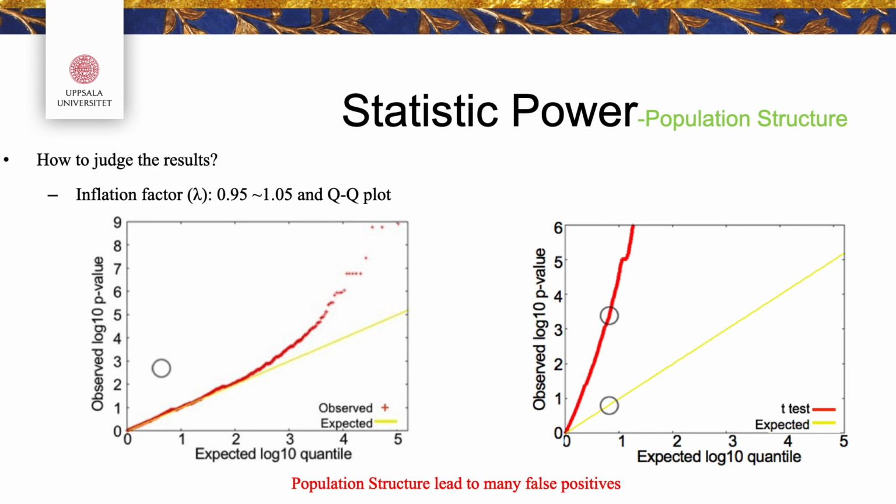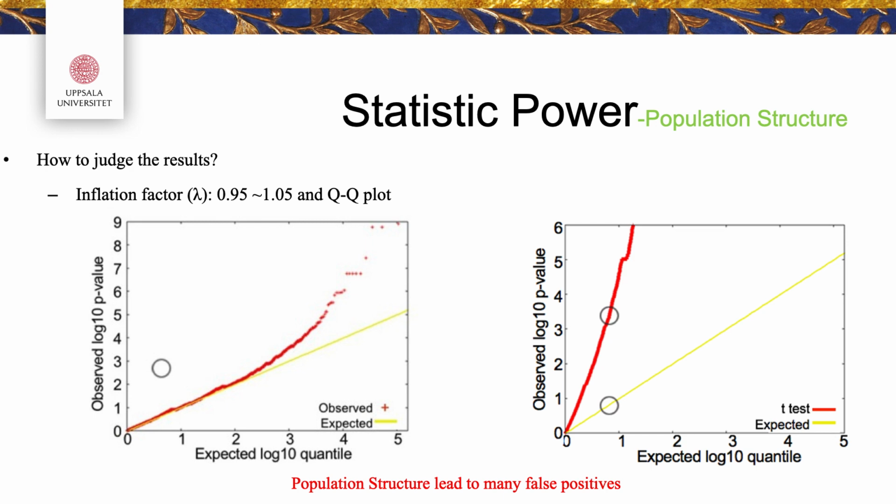We will calculate the inflation factor, also called lambda. Lambda is used to represent the extent to which population structure is distorting your results. The logic behind this method is that apart from a small number of SNPs that show a true association with the trait or disease, the test statistics for other SNPs should follow the distribution under the null hypothesis of no association between a SNP and the trait.